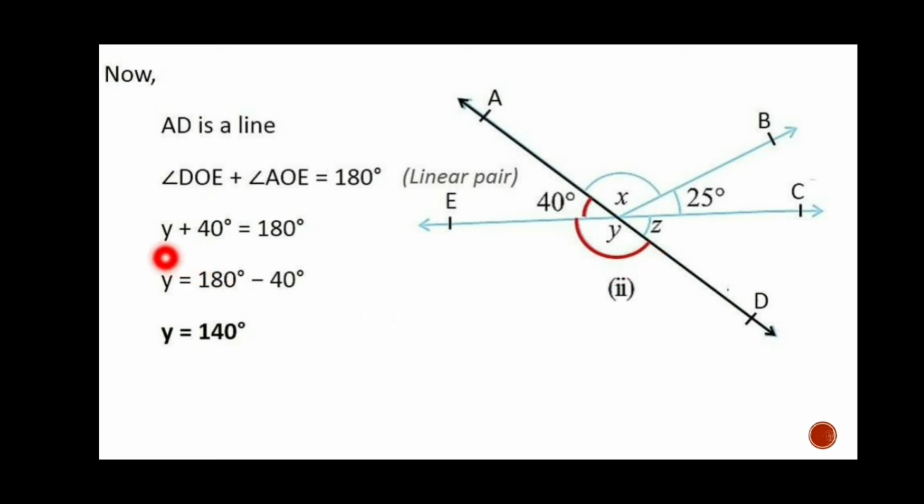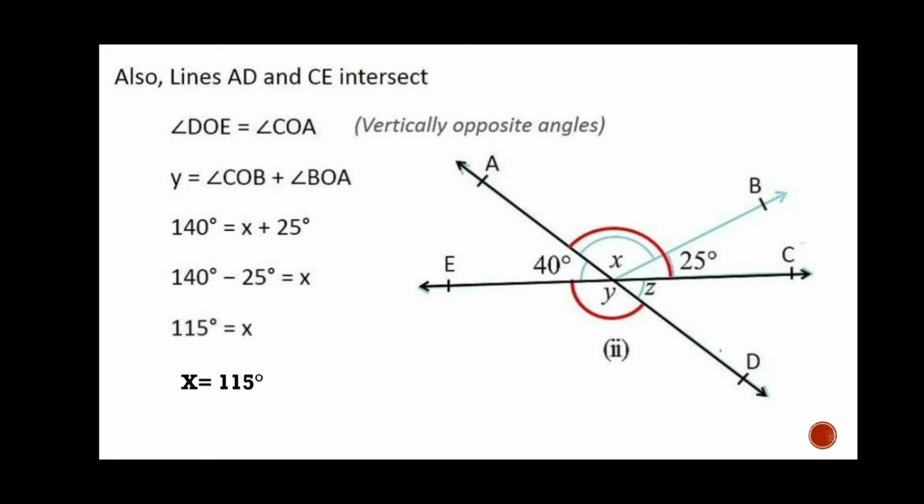So we can write that y plus 40 degree is equal to 180 degree, and y will equal 180 minus 40. This 40 will come to this side and become minus, and y will be equal to 140 degree. So what is the value of y here? 140 degree. Now only the remaining angle x is left. So let's see how we will find this.